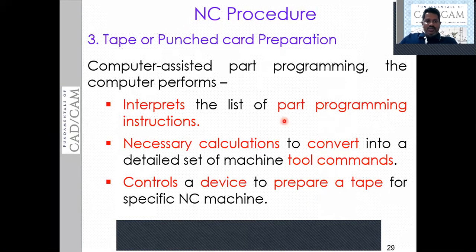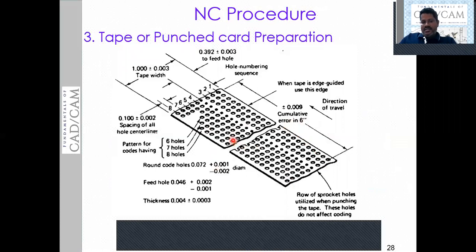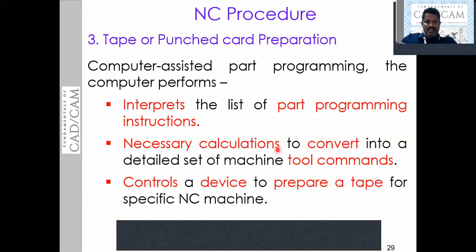Then let me move on. Yes, we have seen the description in the previous slide. This tape or punched card is prepared, right? In the case of manual part programming, we are going to use this tape. Whereas in the case of computer assisted part programming, the computer is going to perform these operations.